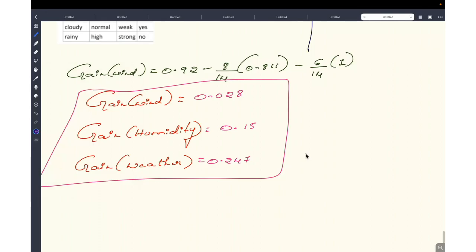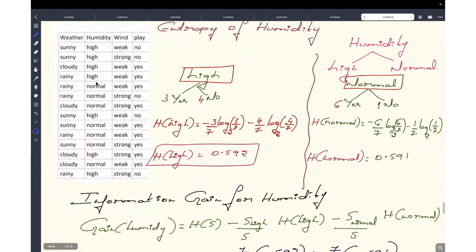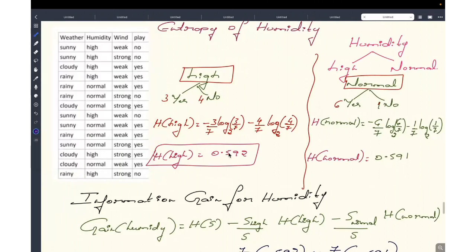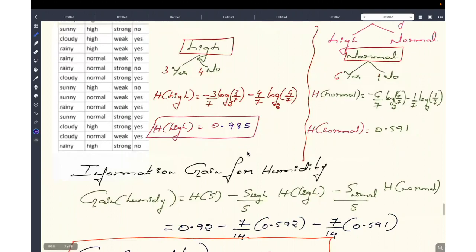One value was incorrect. For high humidity, it is 0.985, and for normal it is 0.591. The other value is correct. Okay, then otherwise it's correct.